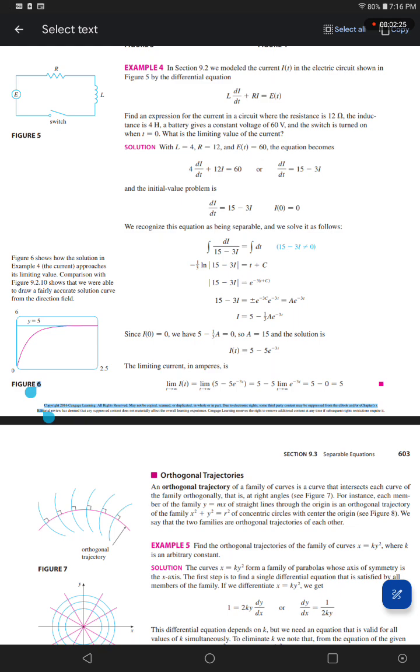The absolute value of 15 - 3I equals e to the power negative 3(t + C). So 15 - 3I equals plus or minus e to the power negative 3C times e to the power negative 3t, which equals A e to the power negative 3t. Then I equals 5 - 1/3 A e to the power negative 3t.